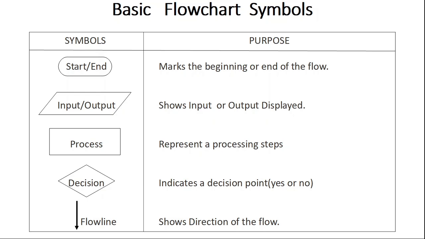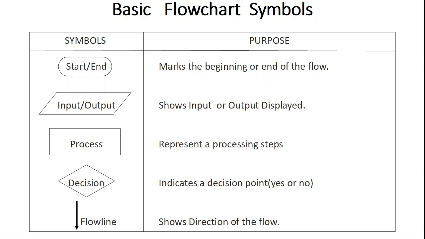The next one is the process. The process shape, which is rectangular. It is a rectangle shape. This process is used to represent processing steps. Maybe you want to assign a value to a variable, or you want to make some addition or calculations. You are going to use the process symbol. This process symbol is a rectangle shape.